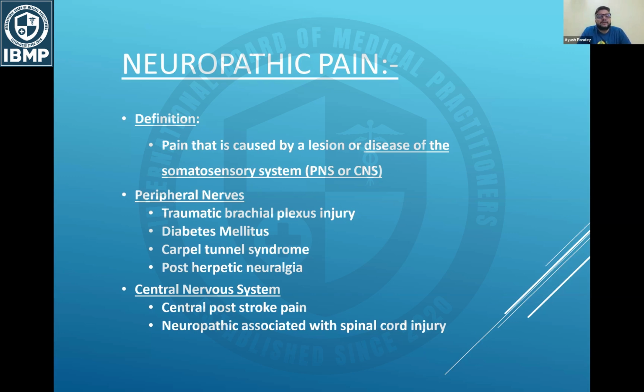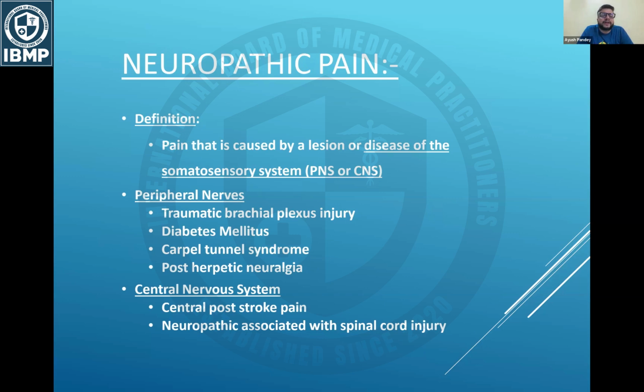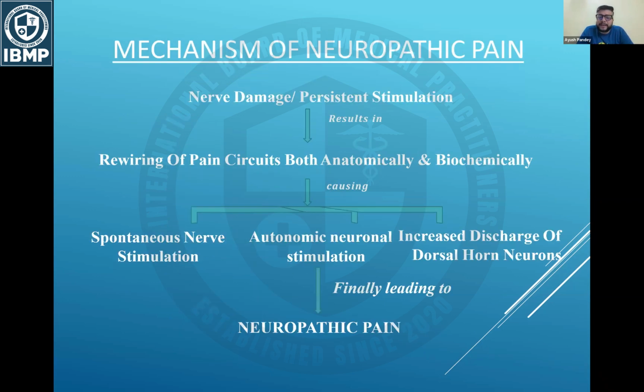While on the other hand, when you see the central nervous system causes, it can be post-stroke pain or neuropathic pain associated with a spinal cord injury or trauma. So again, what exactly is the mechanism of neuropathic pain? What exactly happens? Whether it is due to a peripheral nerve or a central nerve, either PNS or CNS involvement, there is nerve damage, and there is persistent stimulation of those nerves.